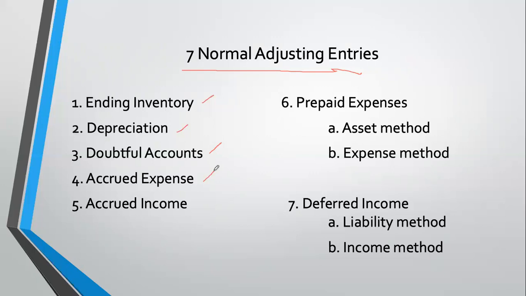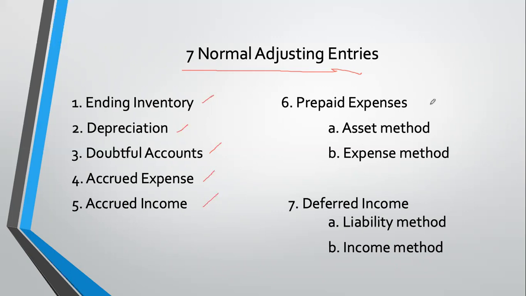When you say accrued, it has been used but not yet paid. So, used first before payment. For example, the building has already been used but the rent has not been paid. That's why accrued expenses is a liability account. It's a payable. Accrued income is when you have already rendered a service but the customer has not yet paid. So this is accrued income.